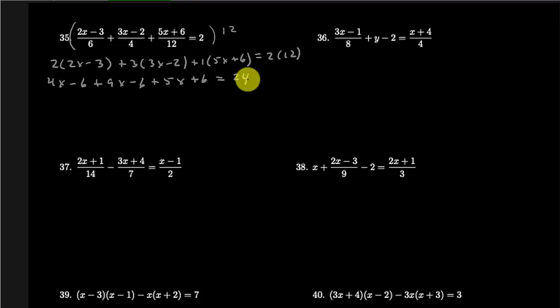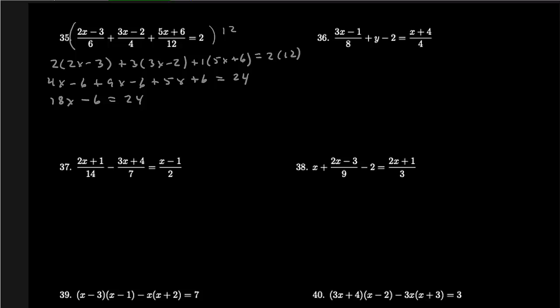So let's combine like terms. I've got 4x plus 9x plus 5x. That's going to be, what is that, 18x? And then that's negative 12. That goes out. Minus 6 equals 24. I think that's right. I'm going to double check.